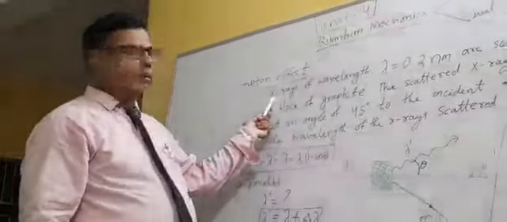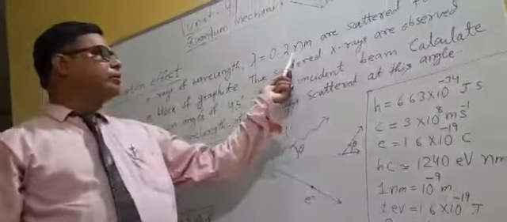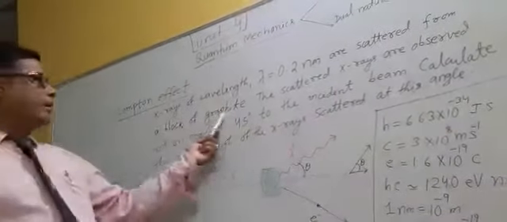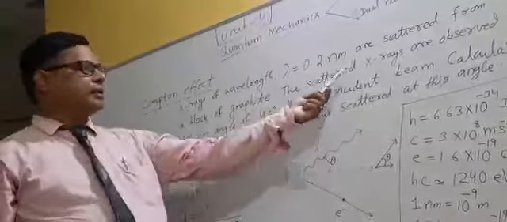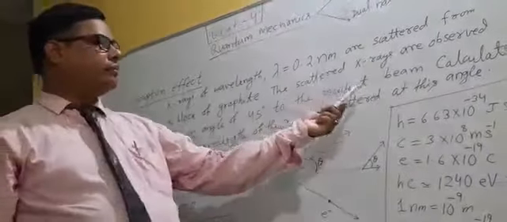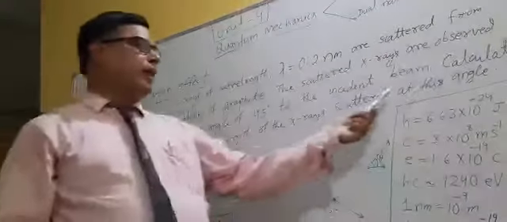The problem is: X-rays of wavelength lambda equal to 0.2 nanometer are scattered from a block of graphite. The scattered X-rays are observed at an angle of 45 degrees to the incident beam. Calculate the wavelength of the X-rays scattered at this angle.